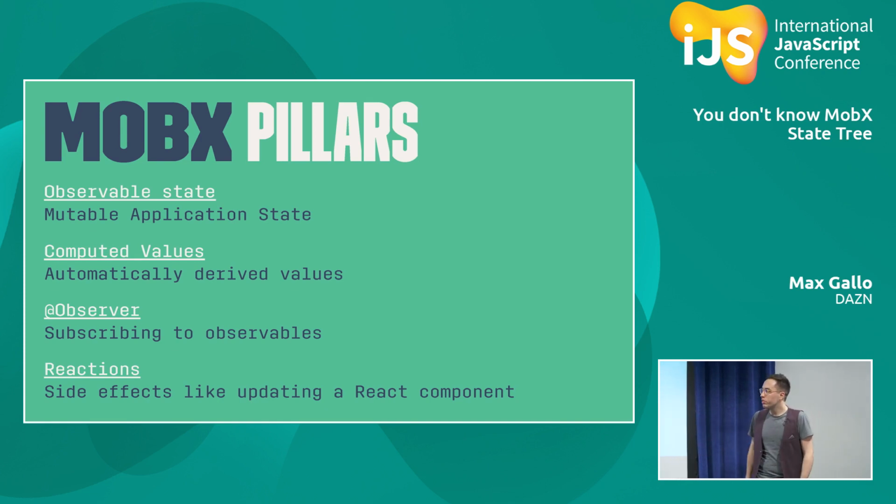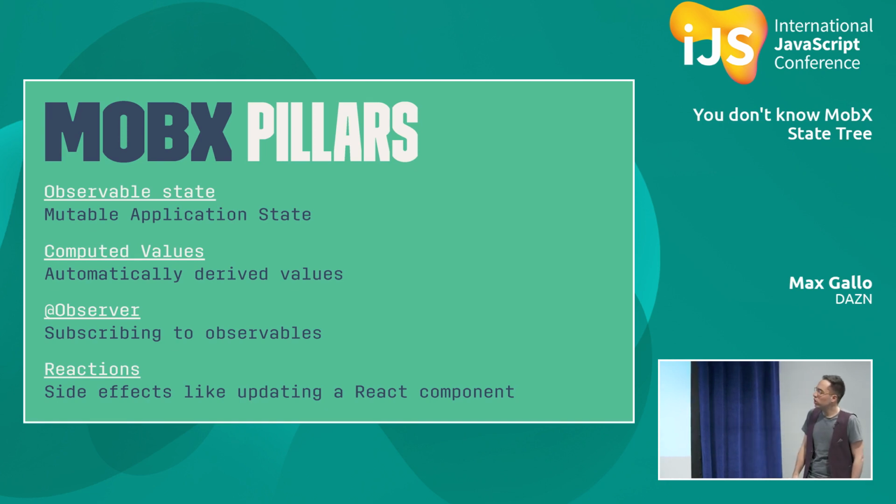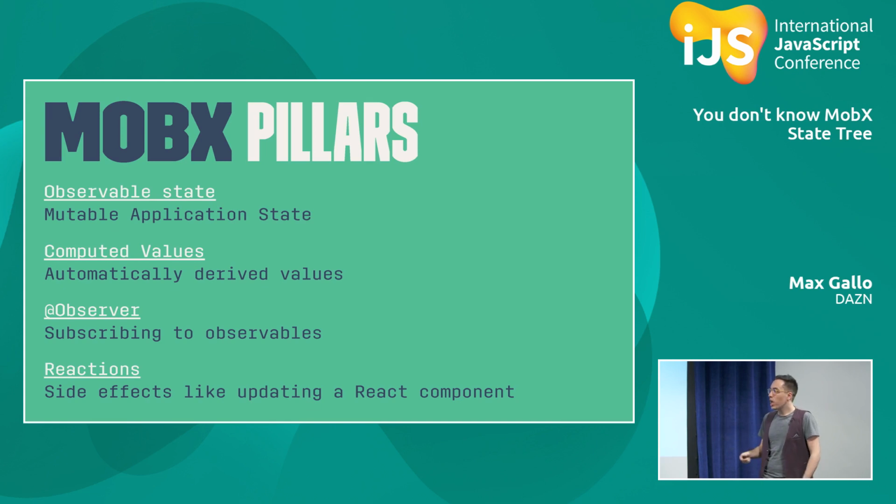Then we have the observer, which, with the decorator notation, is the easiest way to subscribe to an observable. And then we have reactions. Reactions include everything that is a side effect. When we have an observable state, we have something that could change because it's mutable. So we need something to listen to those changes and to react. Those are the reactions.